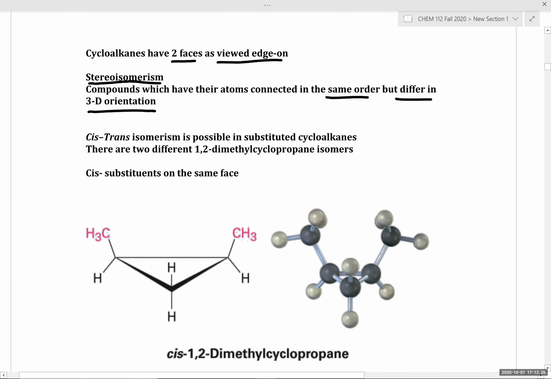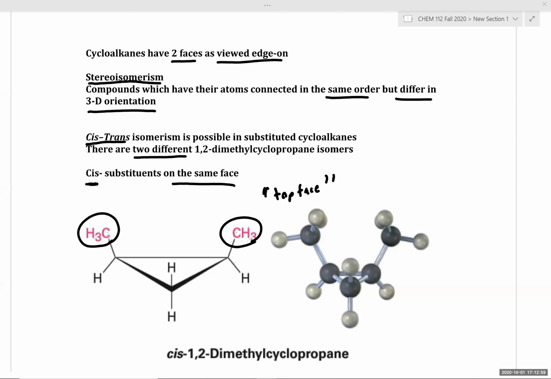The most common form of isomerism is cis-trans isomerism, where there are two different substituents, and depending on their relative placement on each face of the ring, we have two different isomers. The cis isomer has the substituents on the same face. Does everyone see how both of our substituents are on the same side for this dimethyl cyclopropane? How they're both, quote-unquote, pointing up.